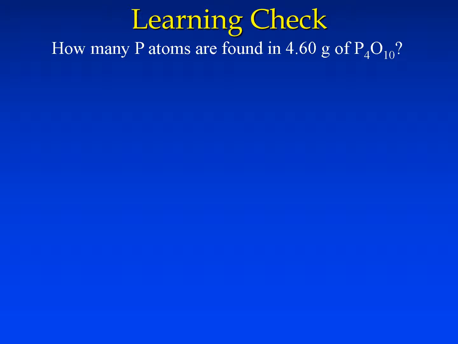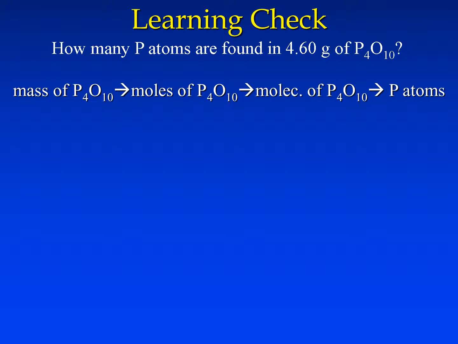Let's go on. How many phosphorus atoms are found in 4.60 grams of tetraphosphorus decoxide? Stop the presentation now, work out the answer, and see how it compares with what I have calculated here. Welcome back. Let's see how well you have done.